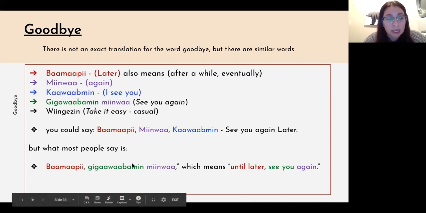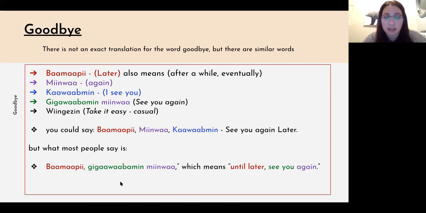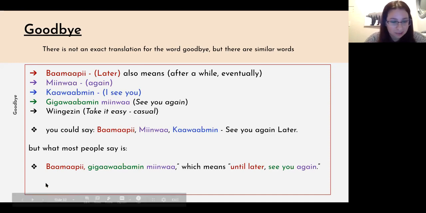But what most people say is bamapi gigawabamin minwa, see you again, which translates to until later, see you again. You don't really want to say goodbye, because in the Anishinaabemowin culture, saying goodbye means you'll never see that person again. So what you want to say is that you'll see them again later. So you could just say bamapi, since we're just beginners, and they'll understand.